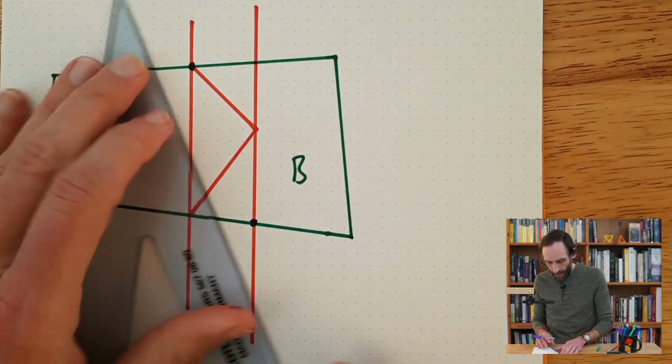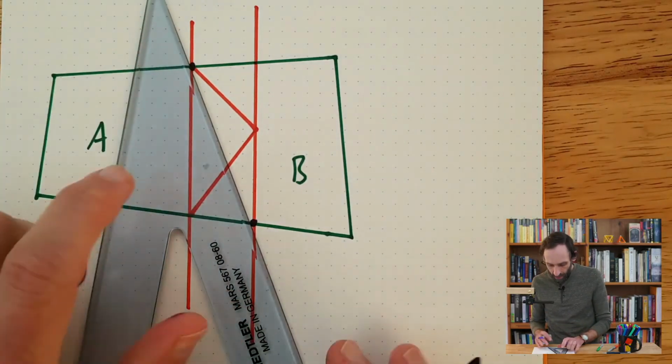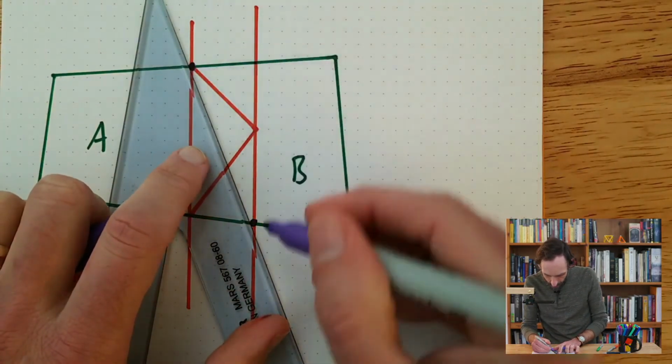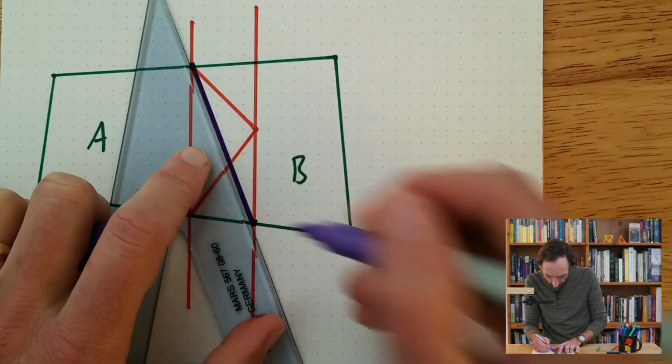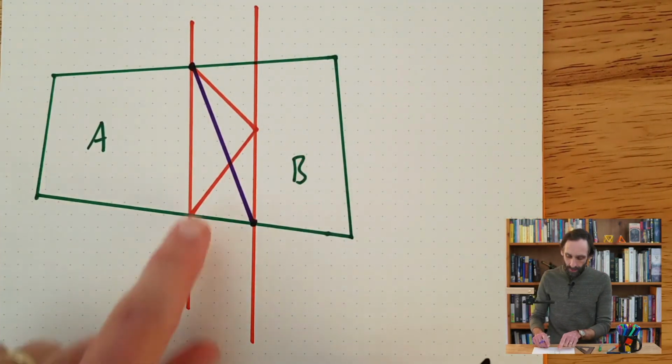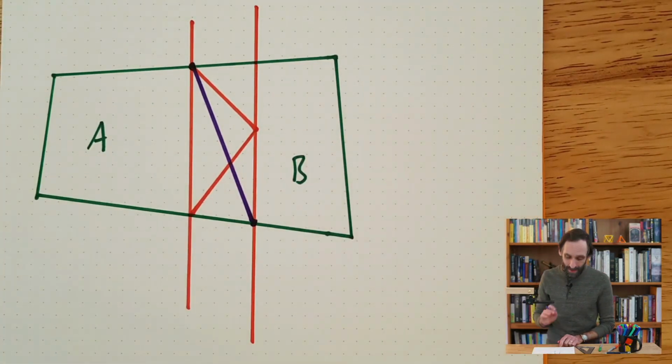And once that's torn out, they can draw one straight fence, replacing the crooked fence, from this point here to this point here. So let's draw that in. So there it is. That fence will keep the areas of these two plots the same.